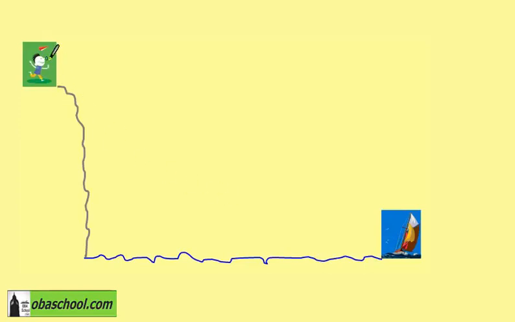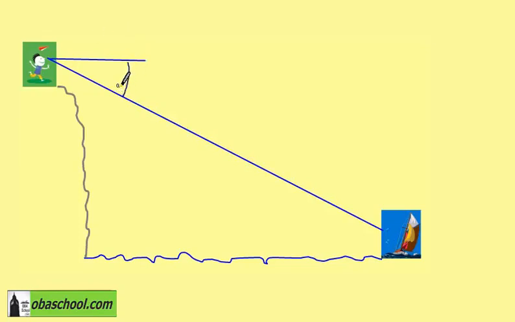The diagram shows a boy at the top of a cliff and a yacht out at sea. The angle of depression is the angle at which the boy would have to look down in order to see the yacht. In other words, the angle of depression is this angle here.